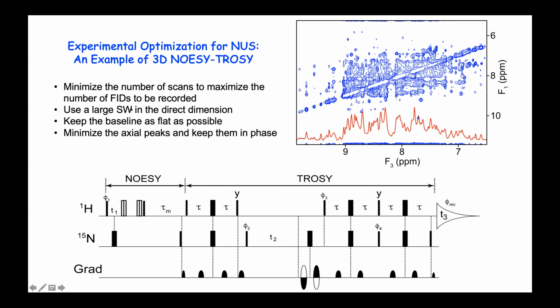The other thing is that I always set larger spectral widths in the direct dimension. Here I extracted, of course, but I always set it to be larger. The reason is that in case you have a baseline issue, if you have a larger spectral width, then you have a larger empty baseline segment that you can use for more reliable baseline correction before any reconstruction.